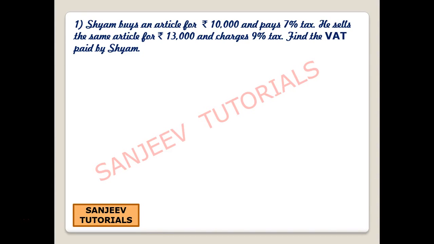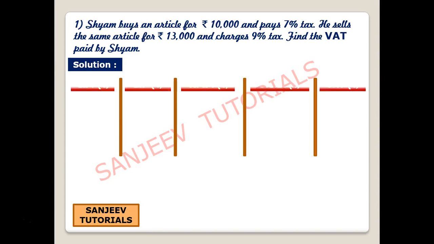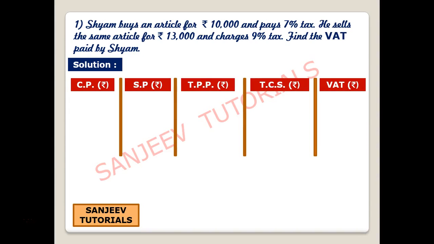This is a simple basic example where it is given a person buys an article for rupees 10,000 and pays 7% tax. He sells the same article for rupees 13,000 and charges 9% tax. We have to find out the VAT paid by this person. I find the best method to calculate VAT is the tabular method, where I create a table comprising 5 columns.